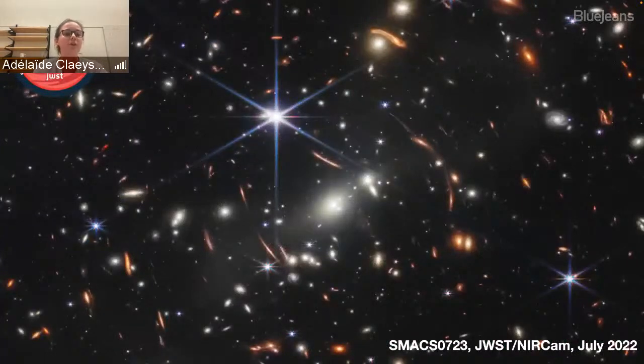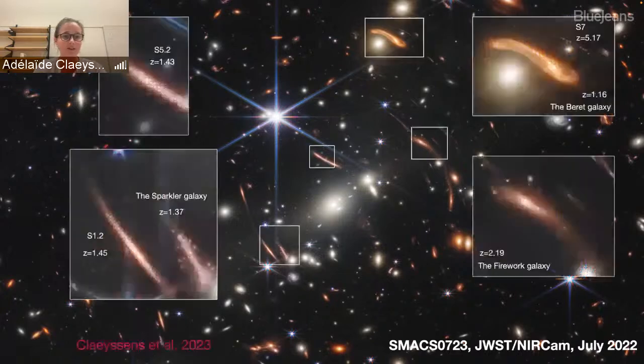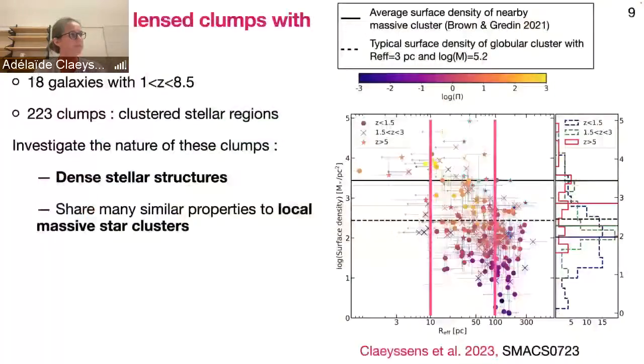So first, 1 year ago, we used the very first image of the lensing cluster SMACS 0723, and we immediately identified a lot of very small structures within distant galaxies. So in Claeyssens et al. 23, we zoomed on these galaxies, so it's not all the galaxies we studied, just a sample, and built the first sample of James Webb lensed clumps to study resolved high redshift star formation processes.